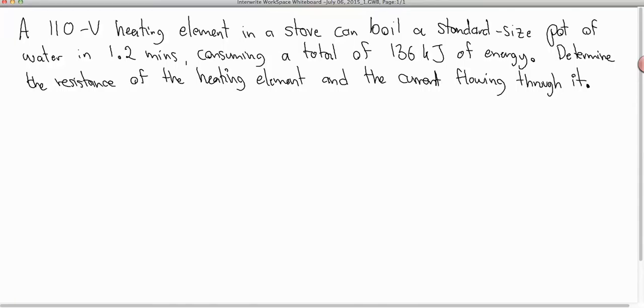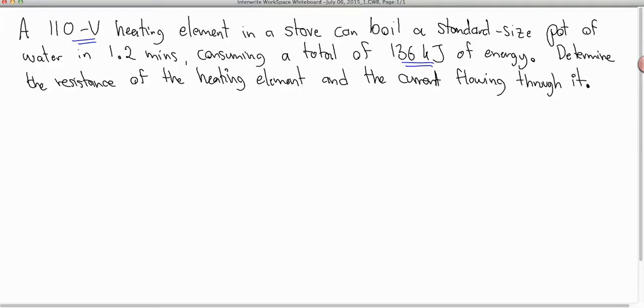What is important to notice is that what we know is the energy and the volts of the heating element. We know the voltage of the heating element, and we know the energy. It says kilojoules. Now, how do we relate these with what we know in electrical circuits?